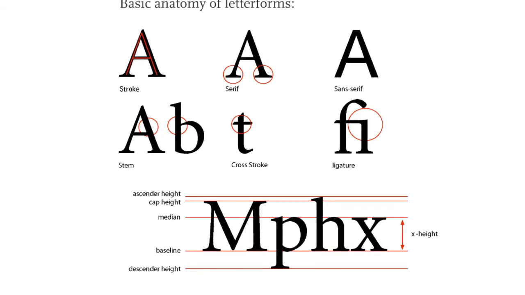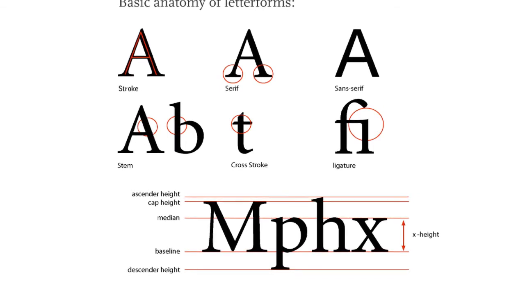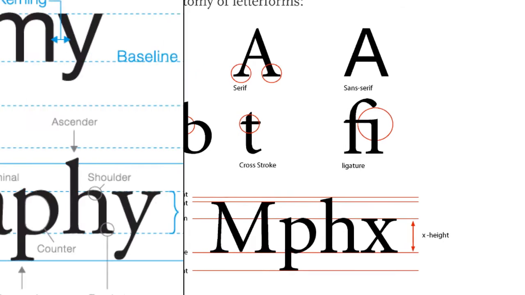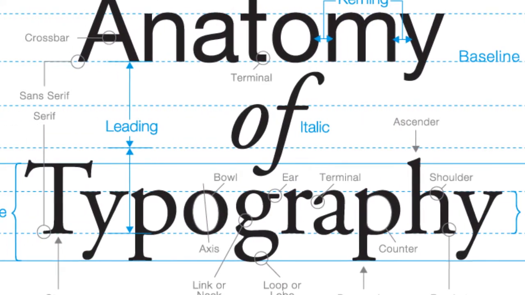In the center, we look at stems and a cross stroke and a ligature. Now, this is letter forms that are connected. These terms make up the anatomy, and the anatomy is how we tell the difference between typefaces and how we can communicate.